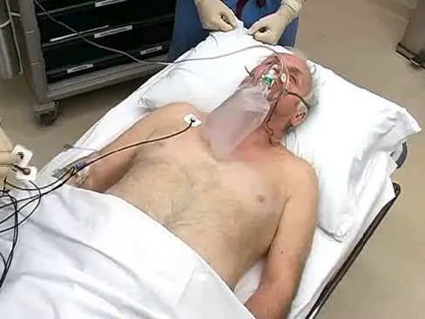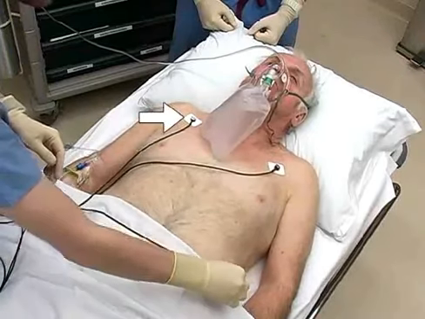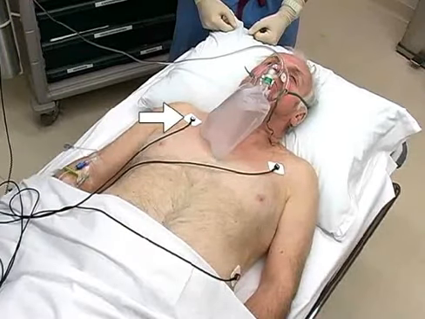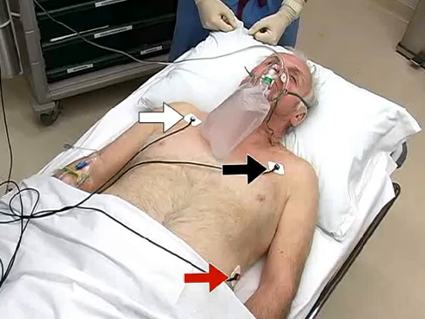First, place the monitor leads on the patient. The white electrode is placed on the right chest, just below the clavicle. The black electrode is placed on the left chest, and the red electrode is placed on the left chest at the anterior axillary line just below the left breast.